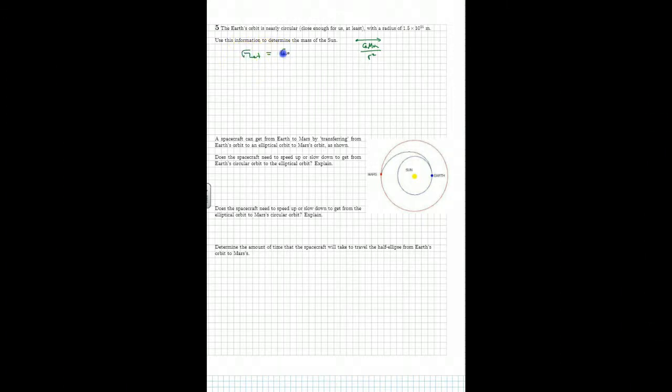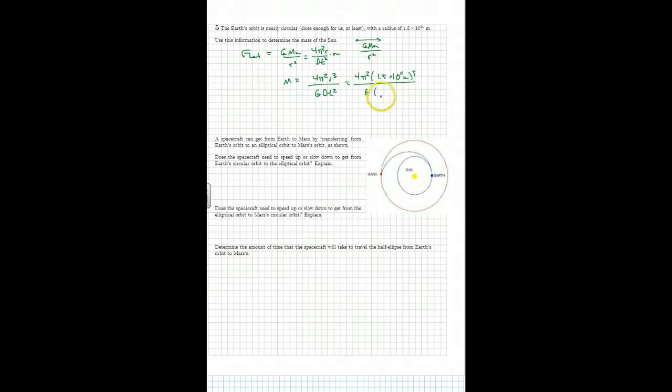So the F-net for the Earth is just that one force, which will be 4π²r over Δt² times m. I'm using this one because I know the orbital period, because it's a year. So the mass of the Sun is 4π²r³ over GΔt². And there's our one astronomical unit again.